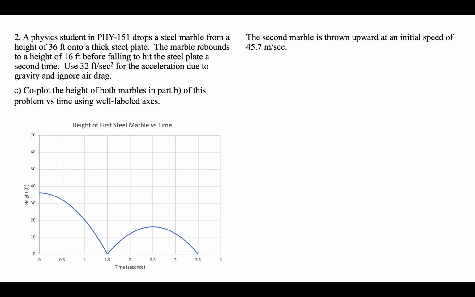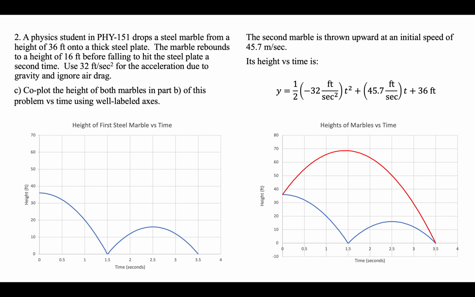The second marble is thrown upward at a speed of 45.7 feet per second. So there's no bouncing. The acceleration of that second marble is always 32 feet per second each second down. So we can just write the equation: 1/2 AT squared plus V initial t plus the 36 feet that it starts at. And we can plot that. So there is the red marble that's thrown up at 45.7 feet per second, and hits the plate right here at 3.5 seconds, the same time that the marble that's dropped is hitting the plate for a second time.